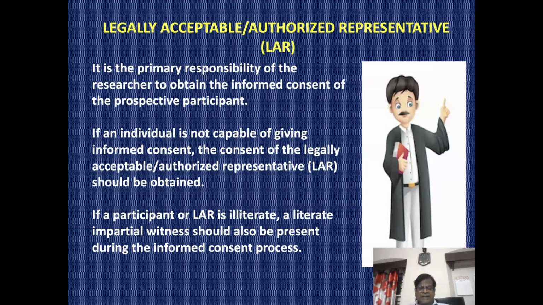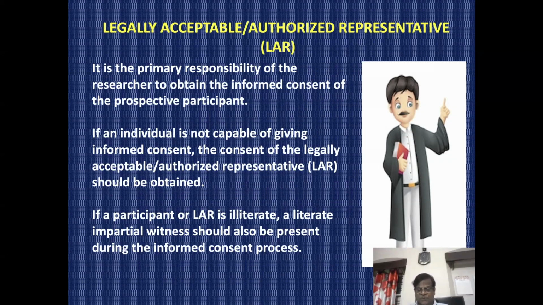And then it is the primary responsibility of the researcher to obtain informed consent. If an individual is not capable of giving informed consent, the consent of the legally acceptable or authorized representative should be obtained. If the participant or the legally acceptable representative is illiterate, a literate, impartial witness should also be present during the informed consent process.